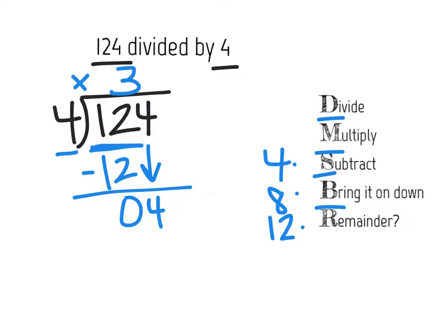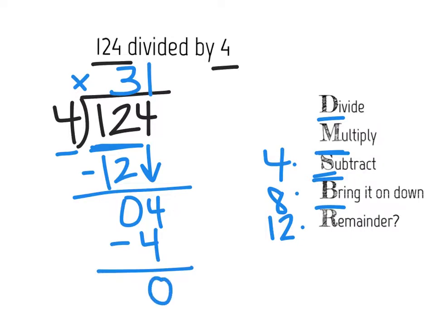Now we're going to go back to divide. How many 4's can we fit into 4? Well, 1. So we'll put our 1 on top. We'll go to multiply. 1 times 4 is 4.